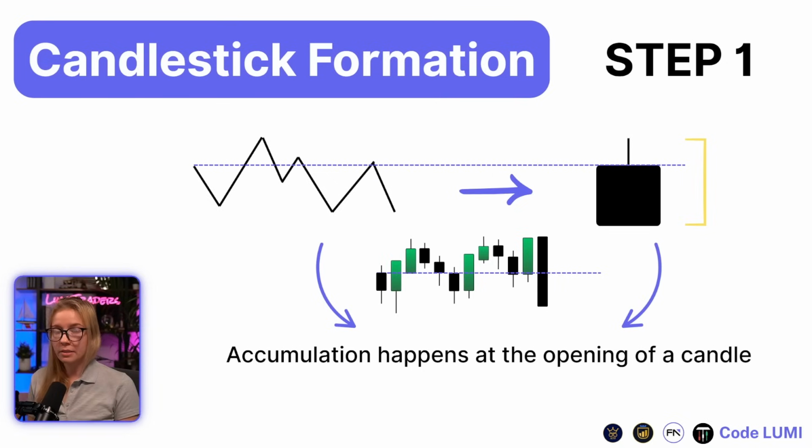Well, step 1 is accumulation. As I said before, accumulation happens at the open of the candle or near the open of the candle. So in other words, accumulation is consolidation. Low volume, range bounding, so pretty much nothing is going on, simply consolidating.